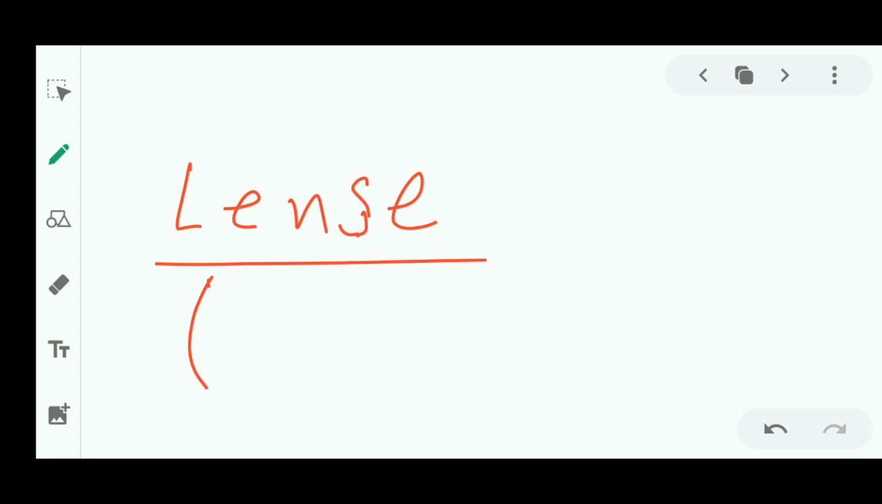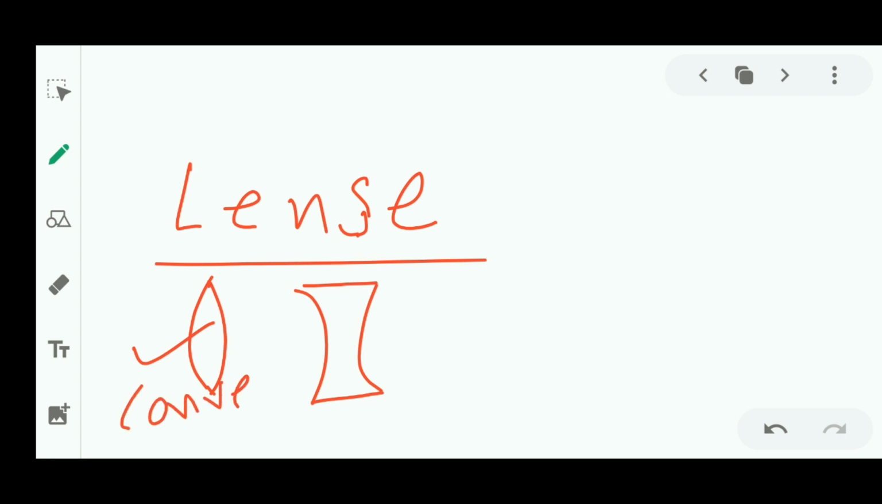One is convex lens, which looks like this. Another is concave lens, which looks like this. Bulge outside and bulge inside. So this is a convex lens, and this one is a concave lens, and they have some different uses. One use of convex lens is as a reading glass or a magnifying glass.